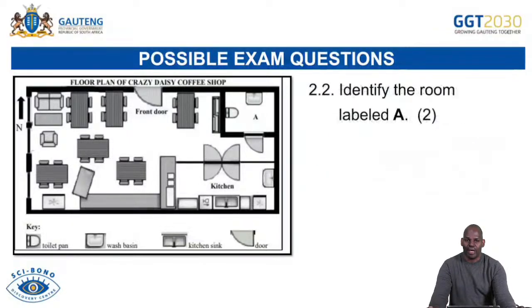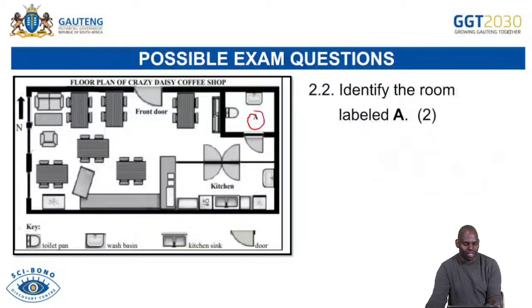Identify the room labeled A. So we need to check where A is. There, if I check around, there I've got A. So I need to identify it. How am I going to tell what type of room that is? How am I going to tell if this room is a kitchen, or a bathroom, or a bedroom? The furniture will give me an idea, the type of furniture or the type of features that are in that room.